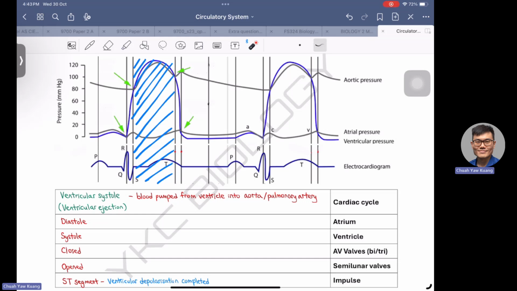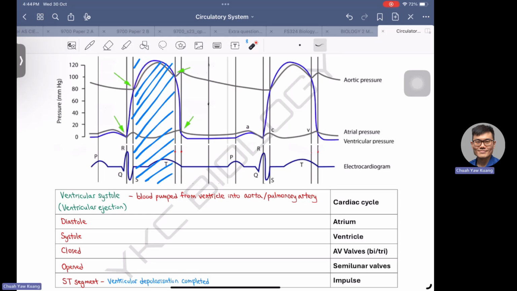Ventricular ejection means that the blood will be pumped from the ventricle into the aorta or the pulmonary artery. So you can see here that the pressure of the aorta will increase together with the ventricle. The reason is because the aorta is also receiving the high pressure blood from the ventricle. That's why the pressure of the aorta also increases starting from this point.